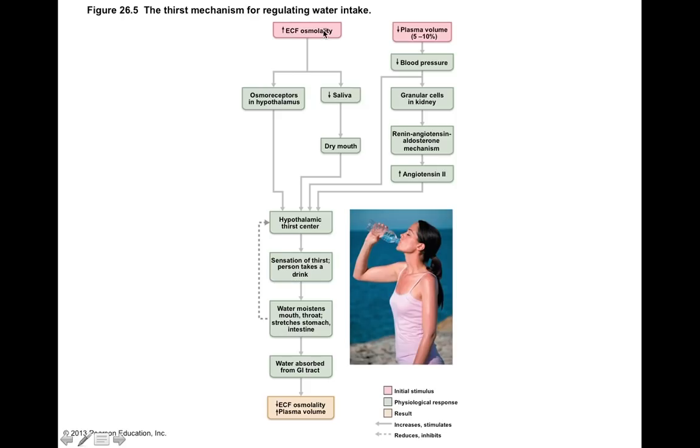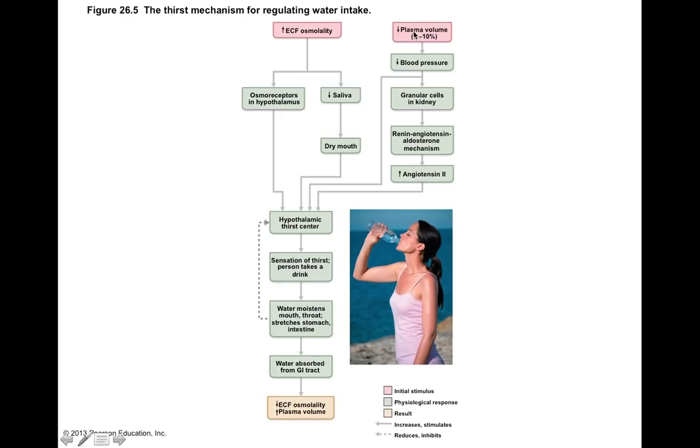What we also find too, you guys, is if your osmolarity increases, the osmoreceptors of your hypothalamus basically stimulate thirst. And by being thirsty, you seek out water, you drink water, that's absorbed by your GI tract. And then once it's absorbed in your bloodstream, it decreases the osmolarity of your blood. So now you've reversed the change, which is negative feedback, which makes sense, okay?